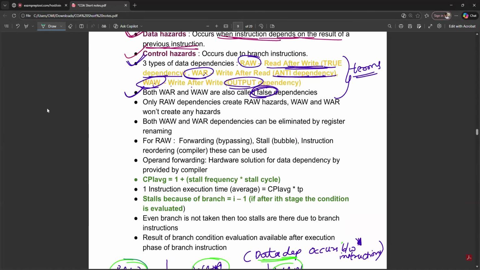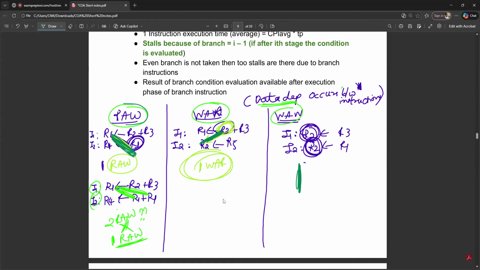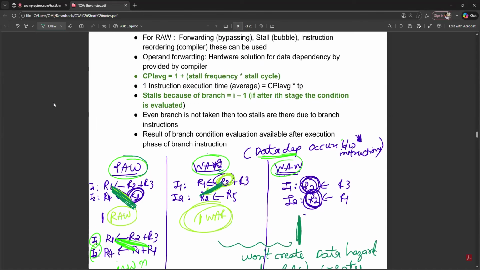Got it? So there are these three dependencies, and these two dependencies won't create a hazard, won't create a data hazard. Keep this in mind. Only RAW dependencies create hazards, because these two can be eliminated. These two dependencies can be eliminated.